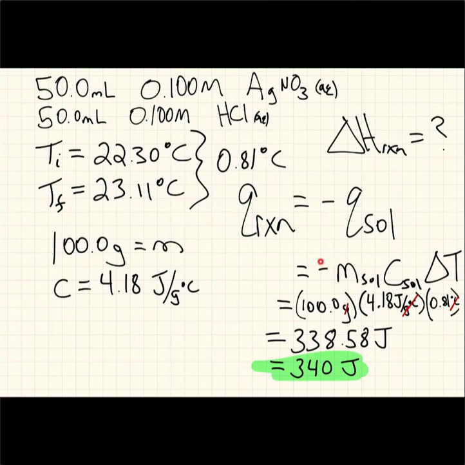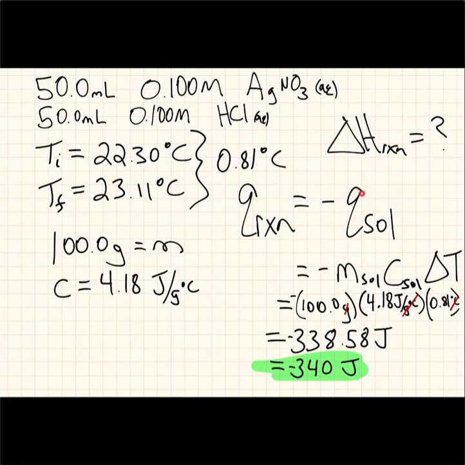My negative sign. I should be carrying my negative sign all the way through. And so this is an exothermic reaction at a value of 340 joules. This is an exothermic 340 joule reaction. Now that makes sense because I look and I see my temperature increased. My temperature increased.